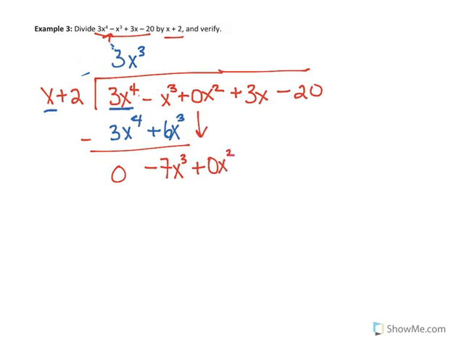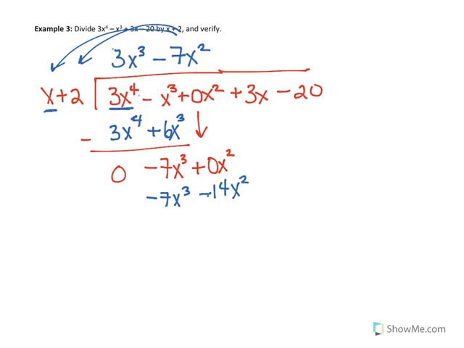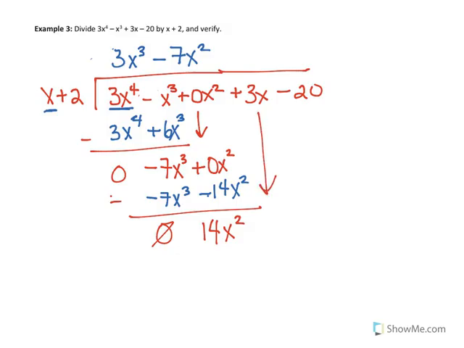Okay, now we're going to make the first terms the same again. So I need to make x the same as negative 7x cubed, so I'm going to multiply it by negative 7x squared. Now I'm going to distribute this in. So we have negative 7x cubed and minus 14x squared. Now I'm going to subtract those. The first one becomes 0. We have 0 minus negative 14, which becomes positive 14x squared. Now I'm going to bring down the next term, which is a 3x.